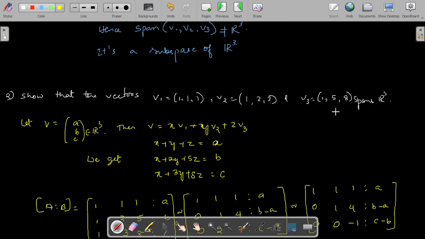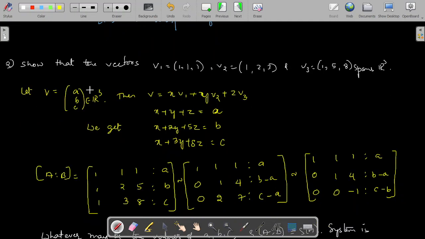Show that these three vectors span the whole space R cube. Same method, take any vector A, B, C of R cube. Then if this set spans the whole space R cube, every vector should be written as a linear combination of these three vectors. Now let's find the values of x, y, z. So first frame the equations as before. x plus y plus z equal to a. First coordinates, second coordinates you add, so you will get x plus 2y plus 5z equal to b. Then third coordinates, x plus 3y plus 8z equal to c.